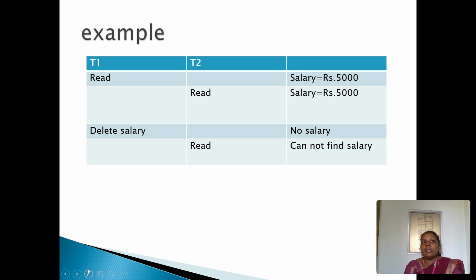So these are the four major problems that occur due to concurrency. For that we need proper concurrency control mechanisms for solving these kinds of inconsistencies in a database. Okay, thank you.